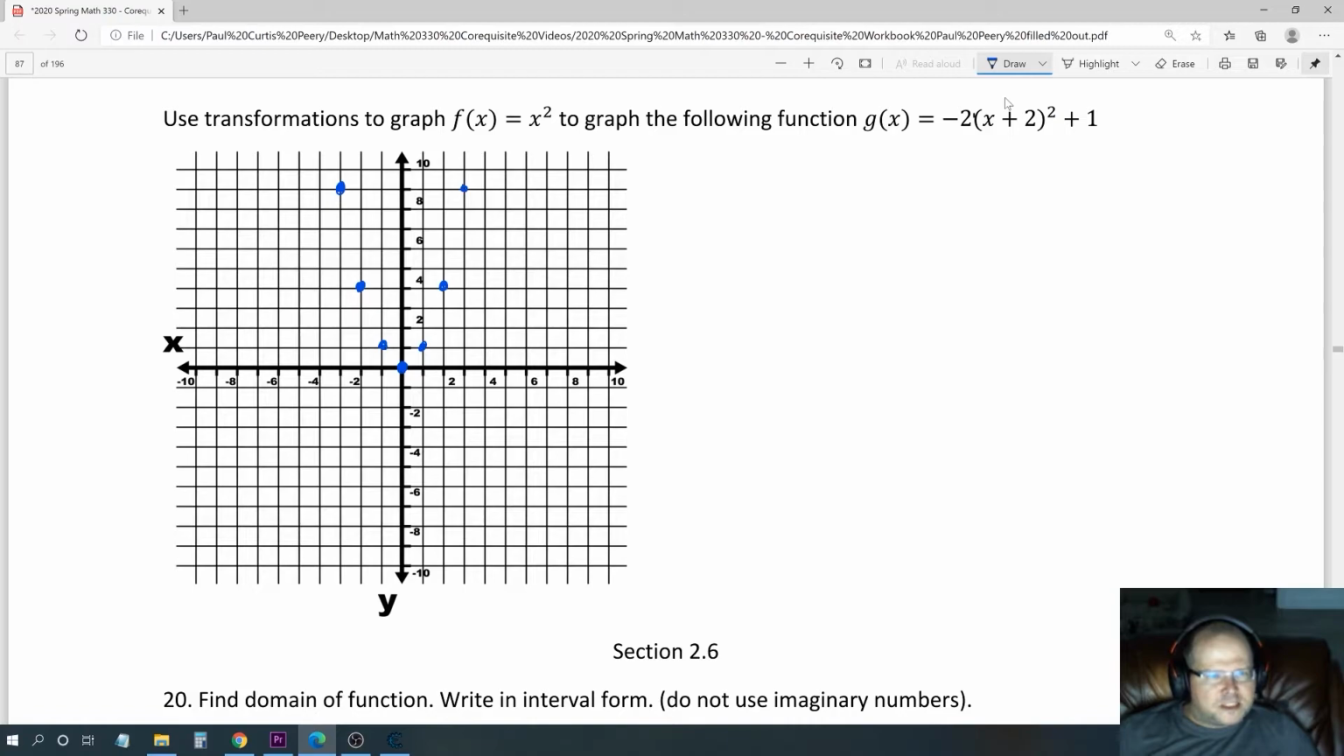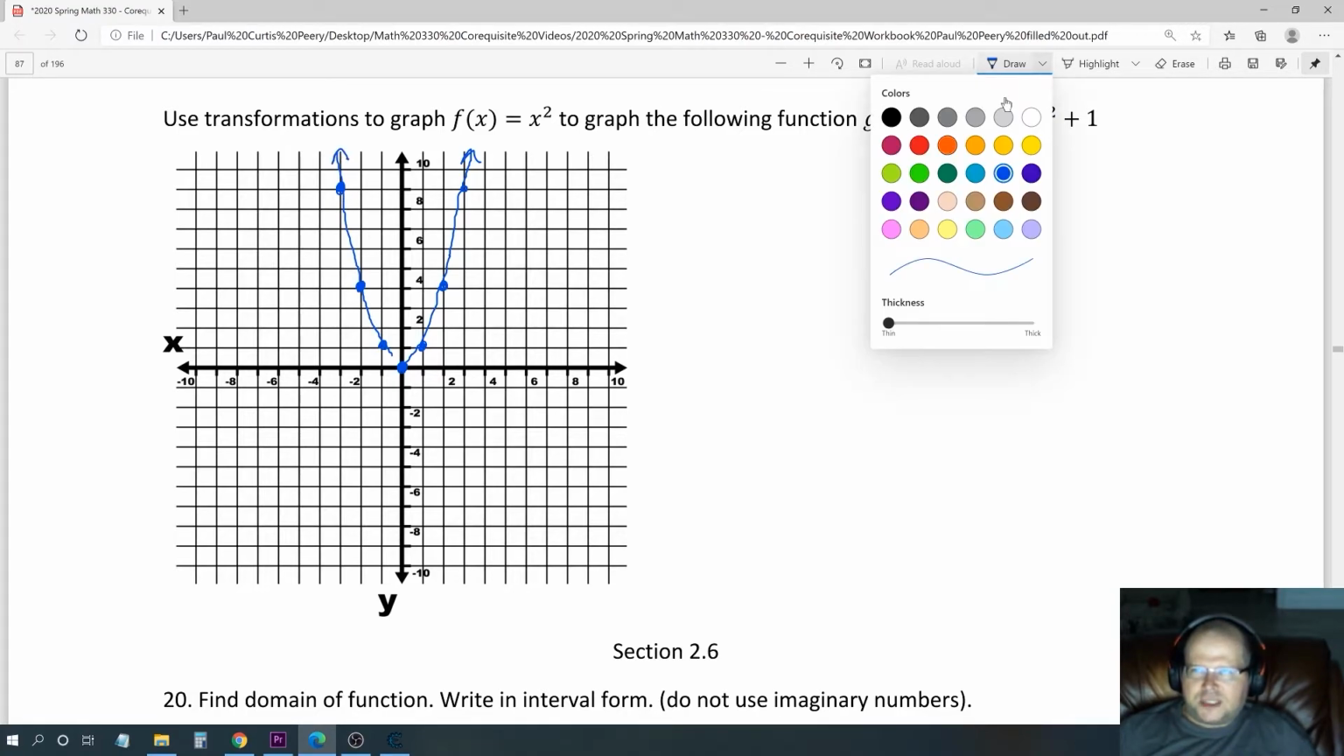Okay, cool. So this is a parent function. This is not the function we're graphing. This is the base function or parent function. All right, so this would just be x squared. Okay, so that's what I'm just graphing there. Now, let's use the new information from this.